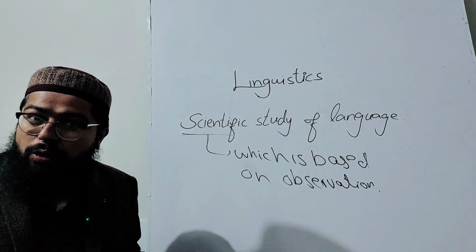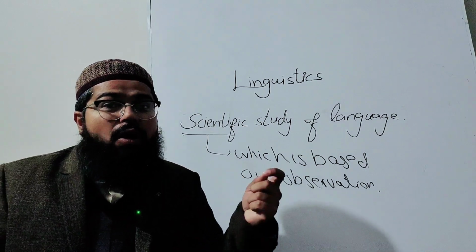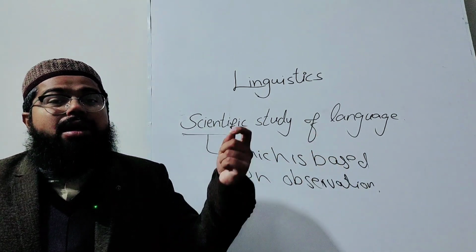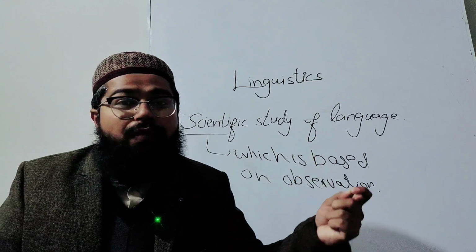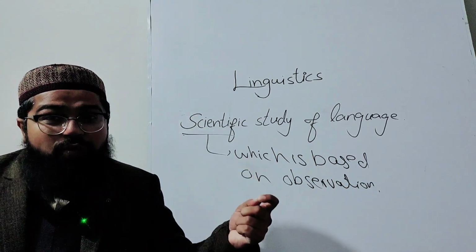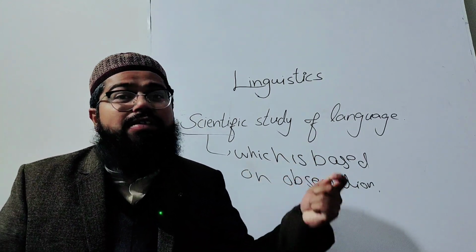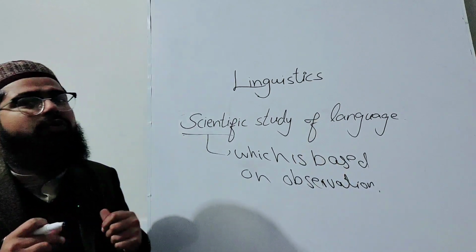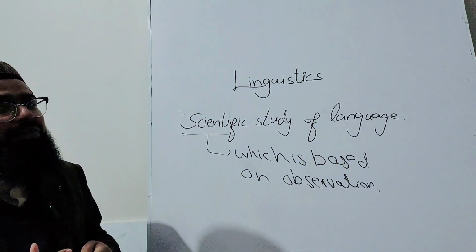What sort of rule? Is comes after he. Am and are never come after he. So the word which comes after he is is. So this is the observation. So this is called scientific study.